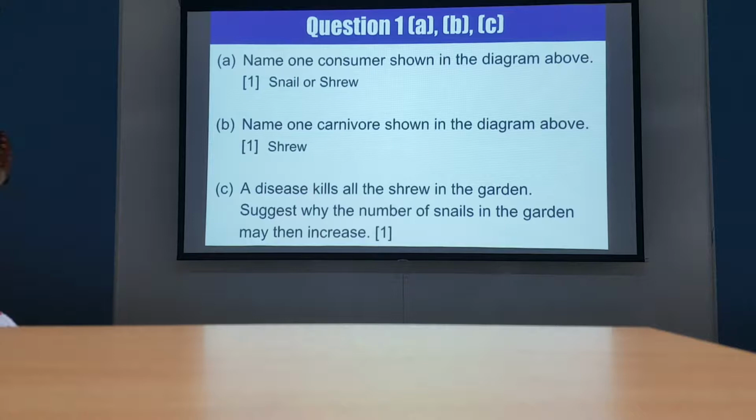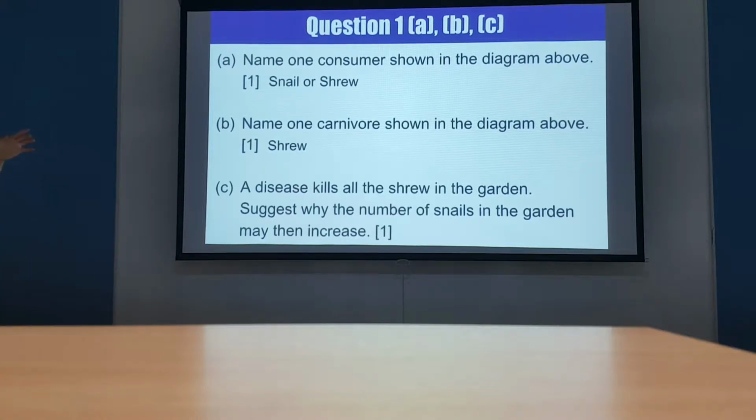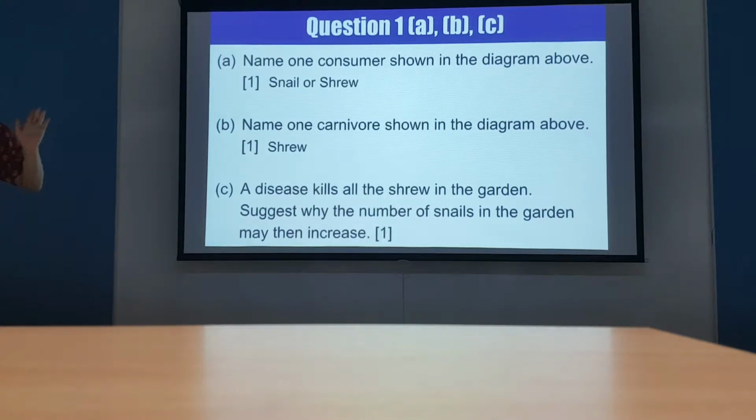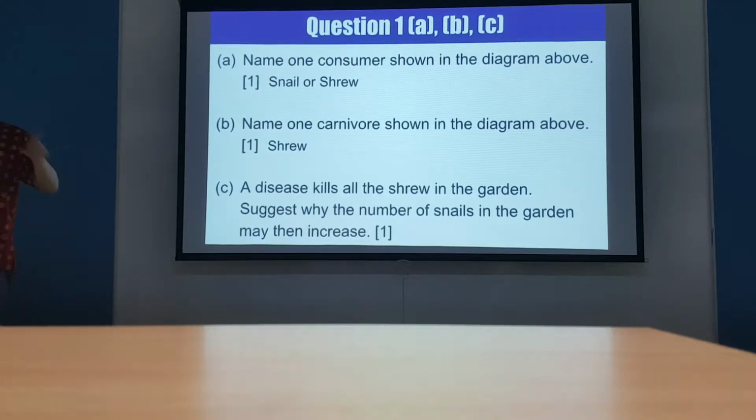The next one, the only carnivore in this case here is which one? The shrew. If anyone puts the snail, could you please go back and learn your primary science? Because that is not what you're supposed to be learning, okay? The shrew is eating the snail. So this, in other words, is your carnivore.